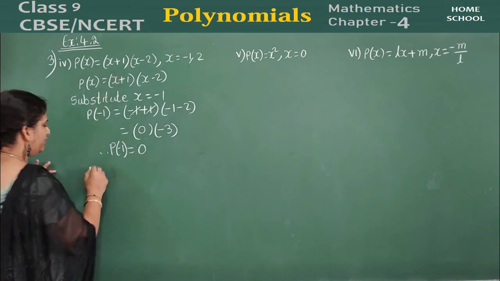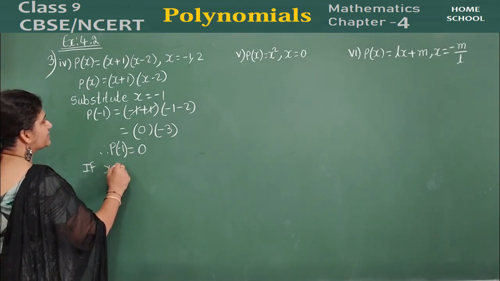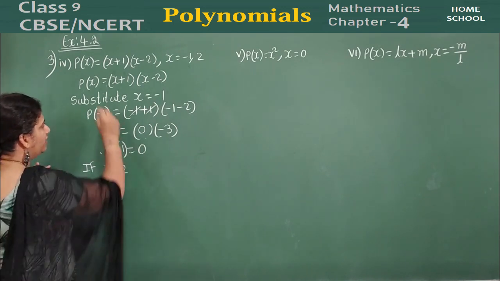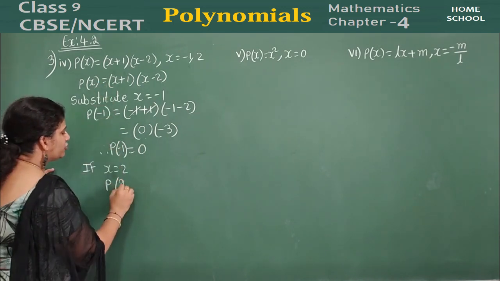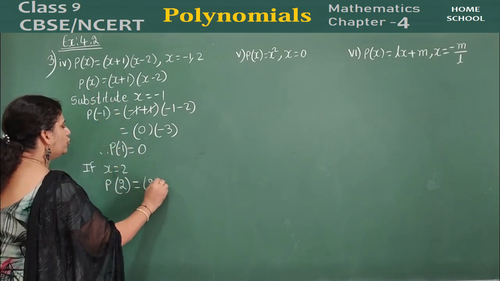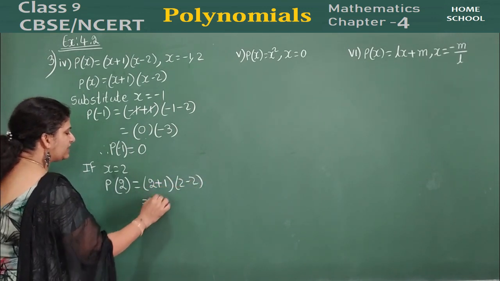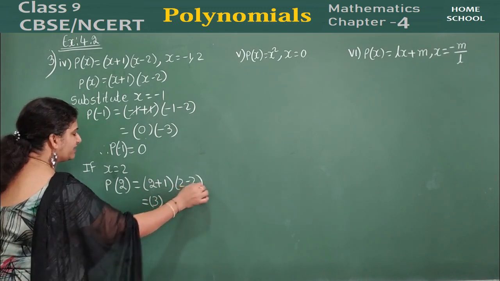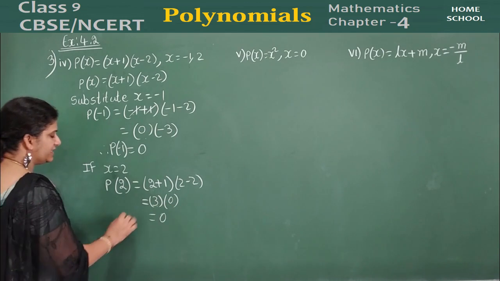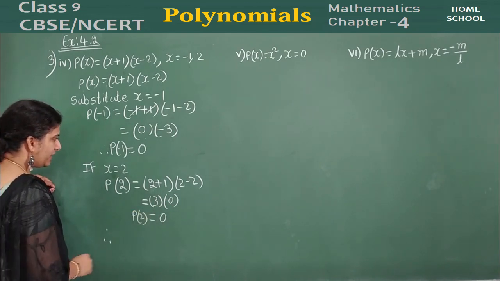See the next one. If x is equal to the next number, you can also take it. Substitute in the polynomial, wherever you have x, substitute 2. P of 2 is equal to (2 plus 1) into (2 minus 2). So 2 plus 1 will be 3 and 2 minus 2 will be 0. 0 into anything will be 0.